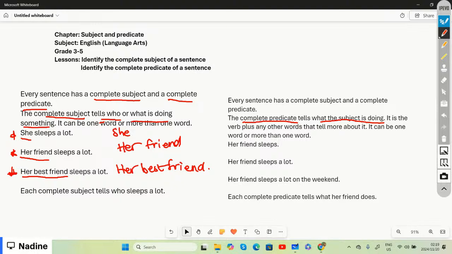And when it comes to the completed predicate, it is the verb plus any other words that tell you more about it. So the completed predicate tells you what the subject is doing, and it is the verb plus any other words.